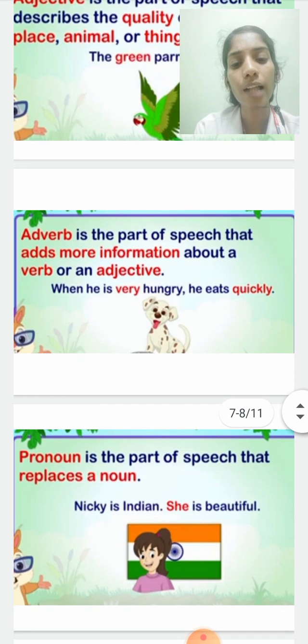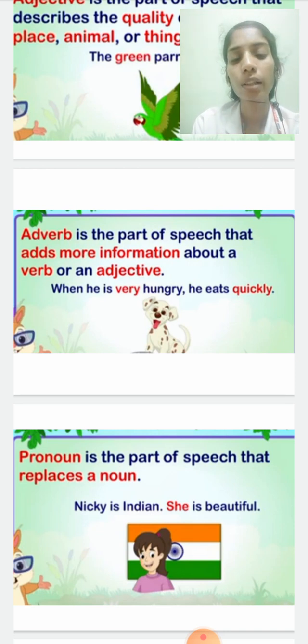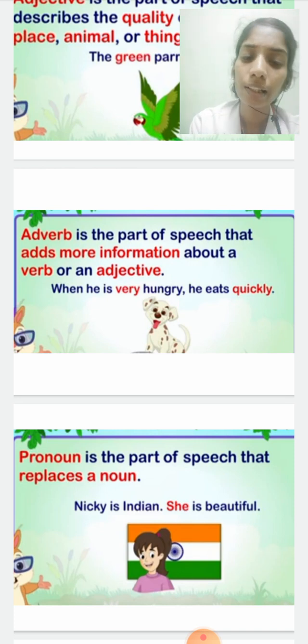So the next thing is adverb. Adverb is a part of speech that adds more information about a verb or an adjective. It not only gives additional information about the verb, it also gives additional information about the subject. When he is very hungry, he eats quickly. So here is what it is. When he is hungry, he eats quickly.